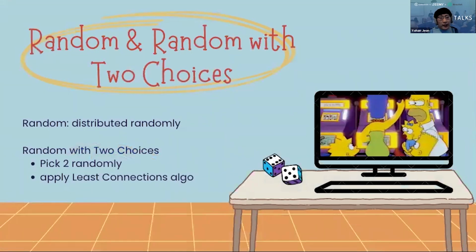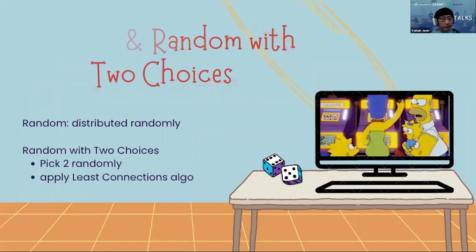Next, we have the random algorithm. The name of this algorithm pretty much tells us how requests are distributed to servers: at random. Similarly, there is the random 2 choices algorithm, which picks 2 servers randomly and then applies the least connections algorithm on those 2 servers.